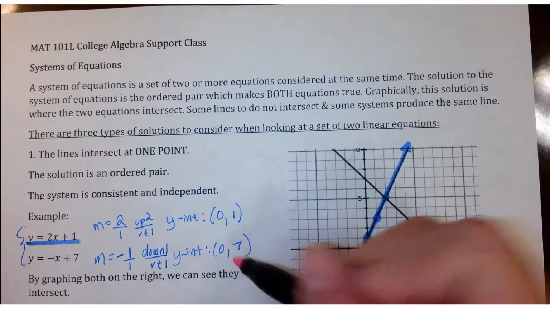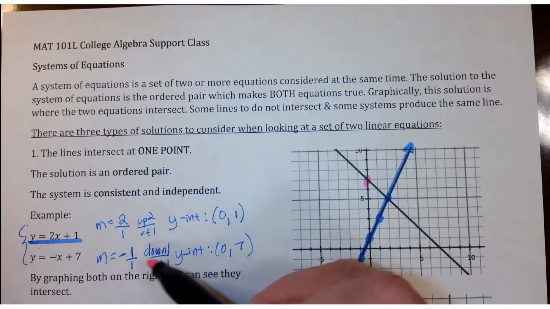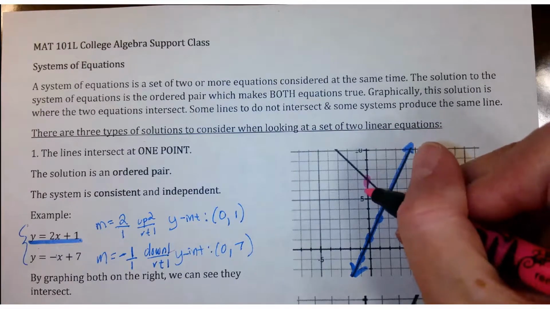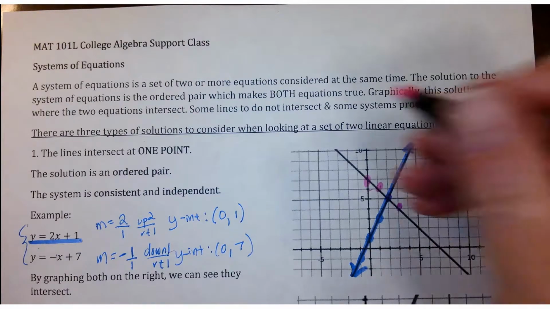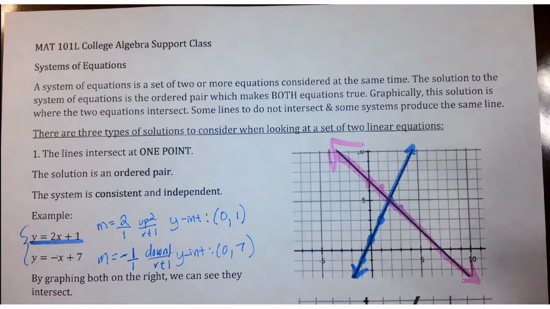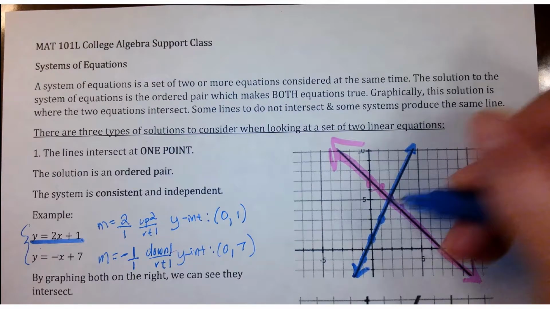So let's do that with this one. I've got (0, 7), and here I'm going down 1, right 1. Down 1, right 1, and that's how we make this graph. So the answer is not the graph. The answer is where these two lines cross, where they meet, where they intersect. The intersection of these two lines is the point (2, 5).